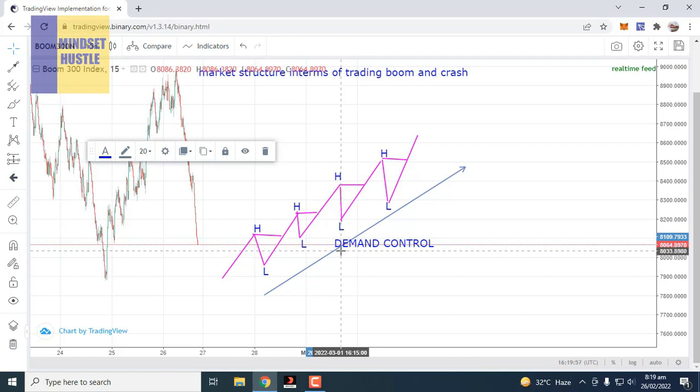Now in a downtrend it is opposite. So in a downtrend, supply is in control. All right, why are we saying so? In a downtrend, it is the lows that are broken, and the highs are respected. But in an uptrend, the highs are broken and the lows are respected.